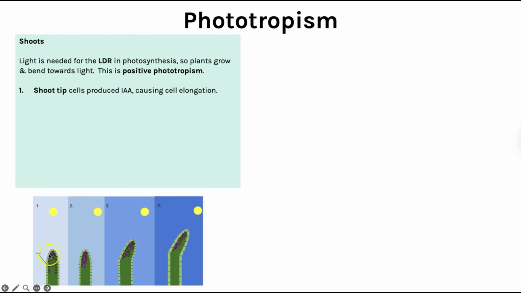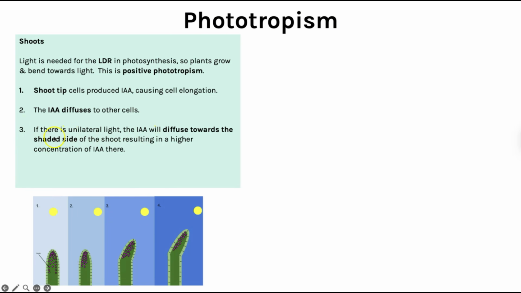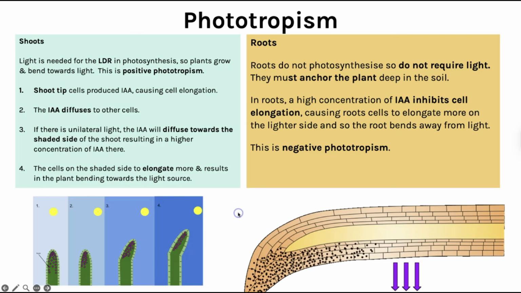So the shoot tip is where IAA is produced. IAA will diffuse to the shaded side. So if you've got light from one side over here, the IAA will diffuse to the shaded side. And that is what we call a unilateral light source, and therefore we get this uneven distribution of IAA. And the cells that are exposed to the IAA are going to elongate more, and as a result the shaded side cells will be longer than the light side.